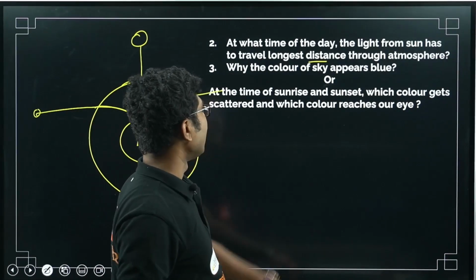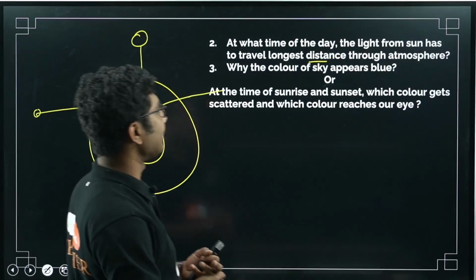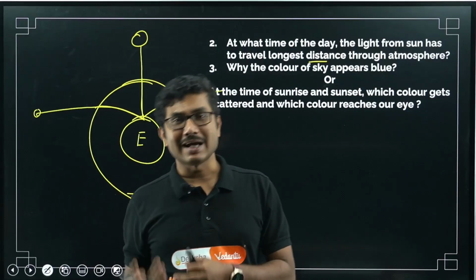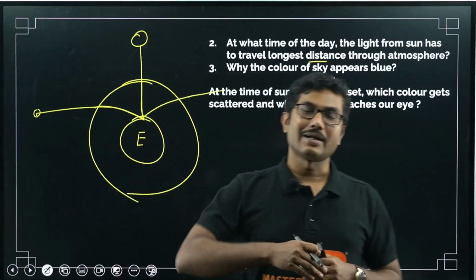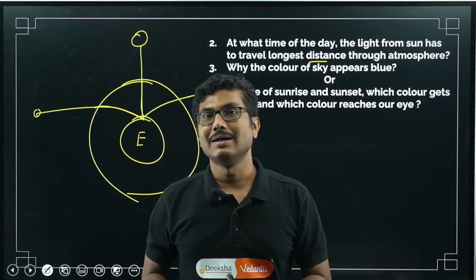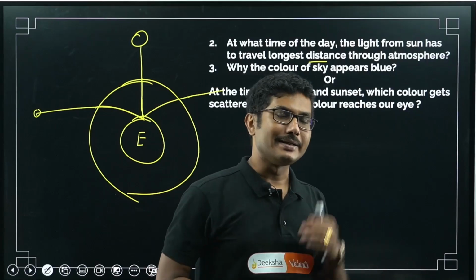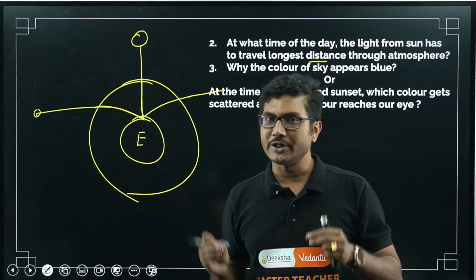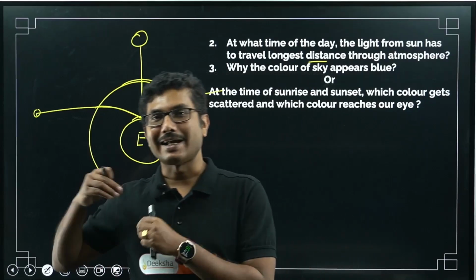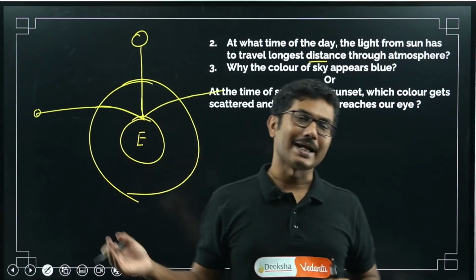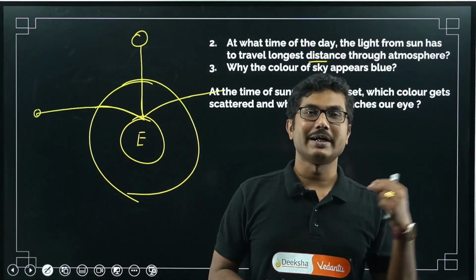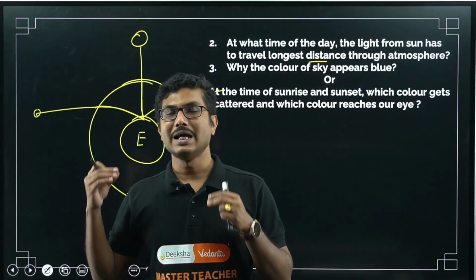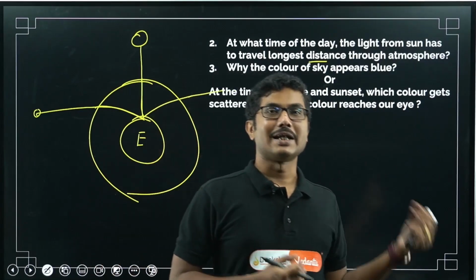Okay, at the time of sunrise and sunset, which color is scattered and which color reaches our eyes? So during sunrise and sunset all the colors scatter away, only the red color does not scatter and it reaches our eyes. Okay, red mixed with orange somewhat, but you can mention in your answer that only red color scatters least and all the other colors scatter, so they don't reach our eyes. Only red color is not getting scattered and it is reaching our eyes. That's why we see a red sun during the sunrise and the sunset.